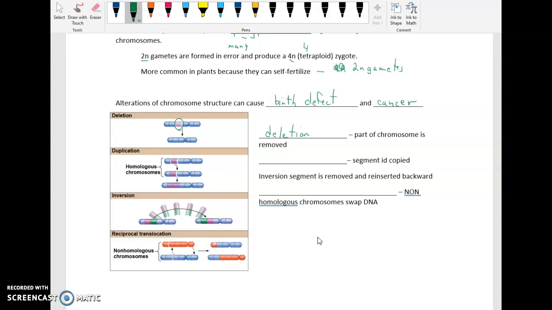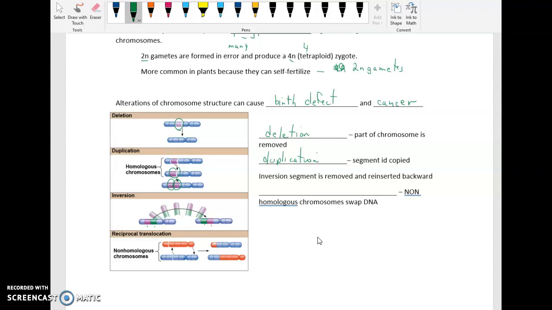We can have a duplication. So this little copy of DNA is over here twice, and having two copies of a part of DNA can also affect an individual. Third, we have inversion. In inversion, a segment is removed and inserted backwards. So this is purple-green. Over on this side, it's green-purple.